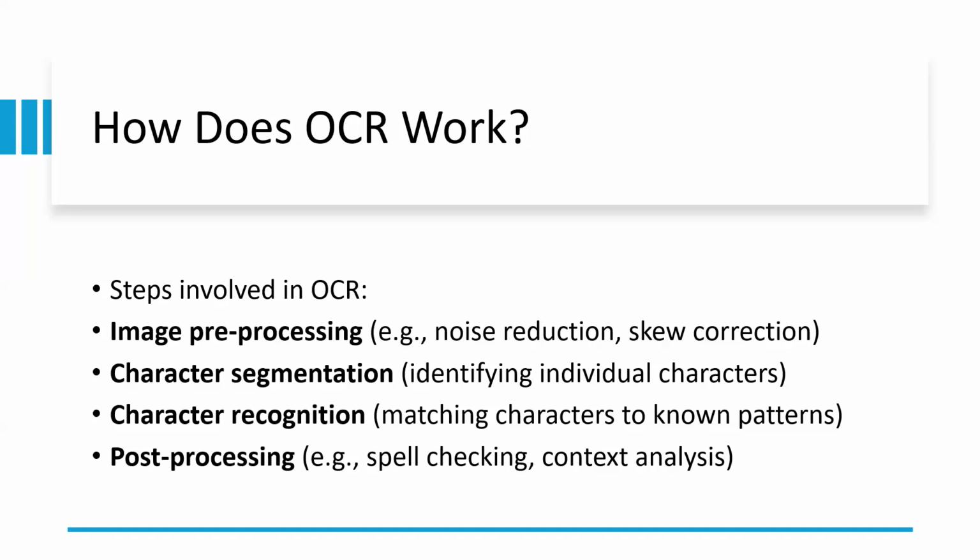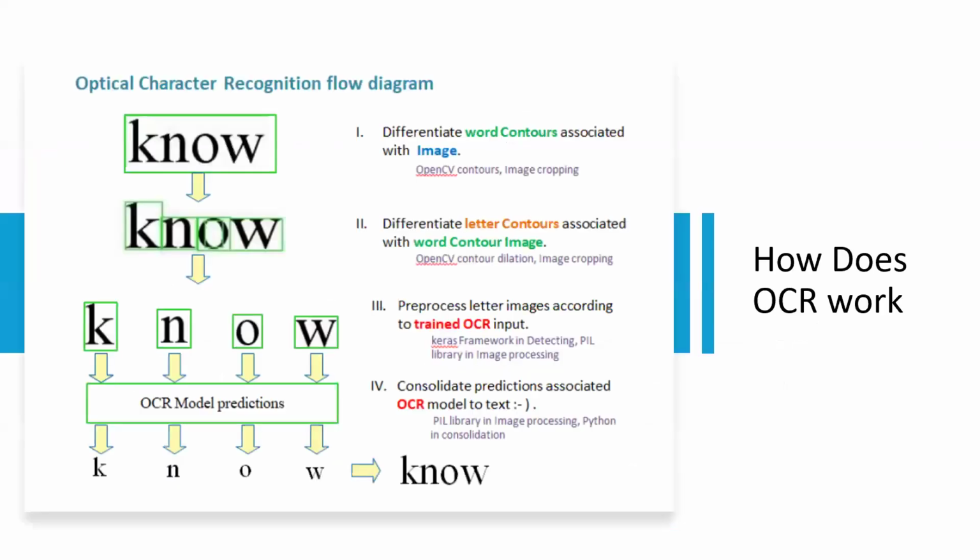I have a figure here. As you can see, there's the word KNOW. For a human eye, we know that word is "know," but the first step is to localize where the text or the characters are located.